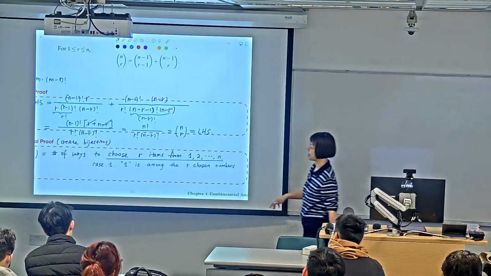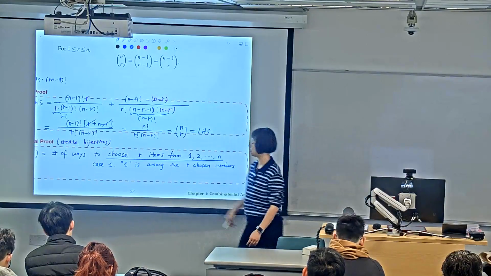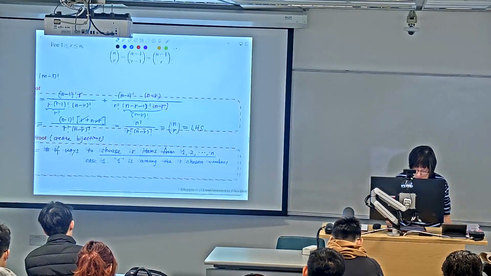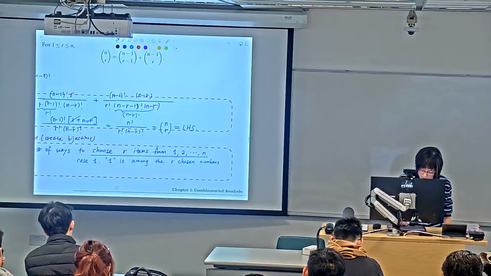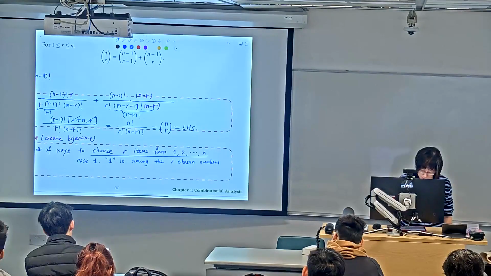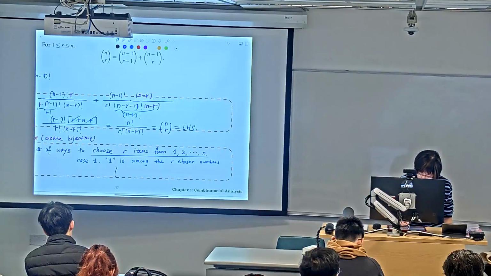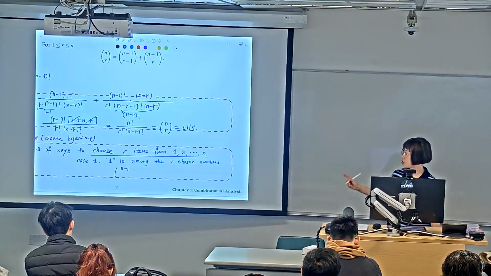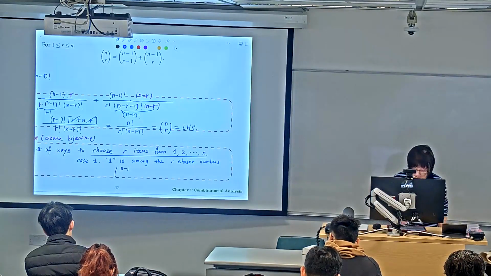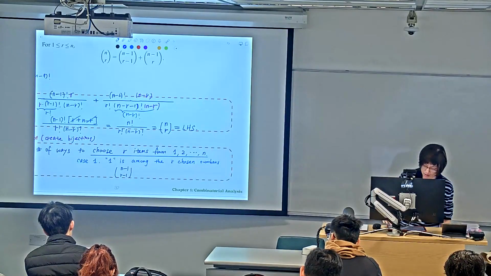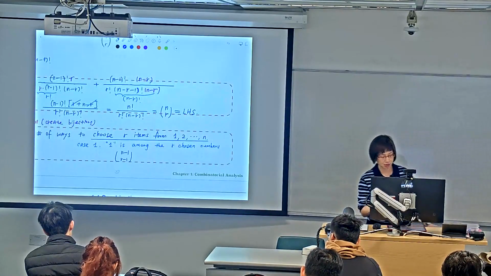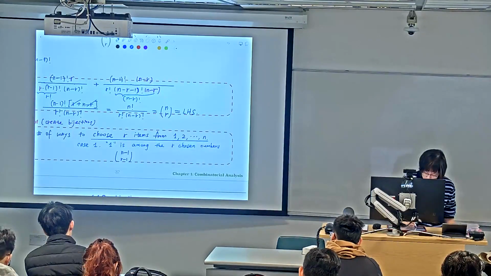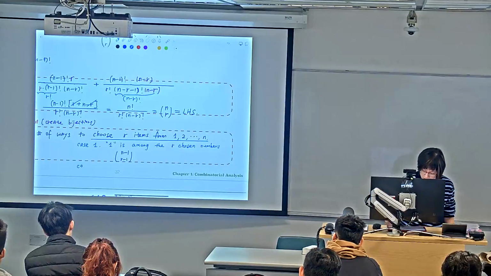In other words, we have fixed 1 in these r atoms chosen. We choose the remaining r minus 1 atoms. So the number of ways for case 1 is, we have n minus 1 numbers to choose from, and then we choose the remaining r minus 1 numbers. Okay, so this 1 must be chosen. The second case is this number 1 is not chosen.